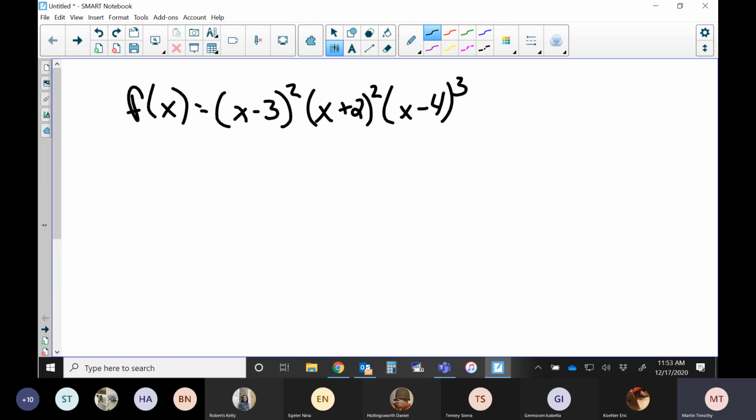Sketch a graph of that. Now, it is easy because it's all in factored form. Eventually, when we get to 3-6, it's not going to be in factored form. I'm going to have to teach you a whole process to try to take something that's in standard form and take it back to a factored form.